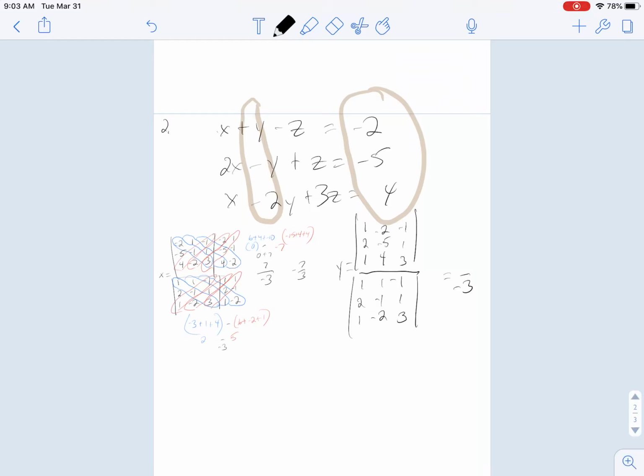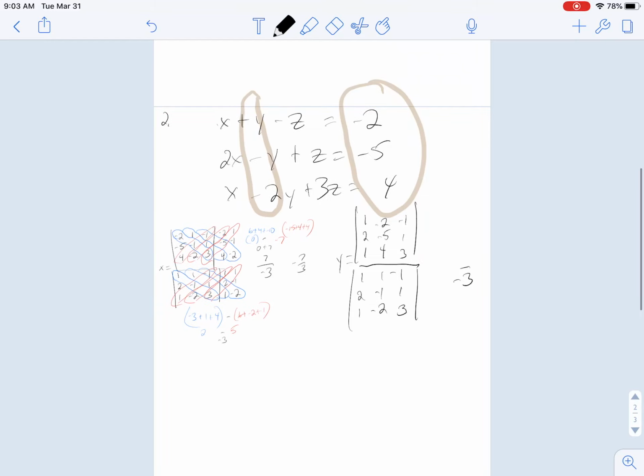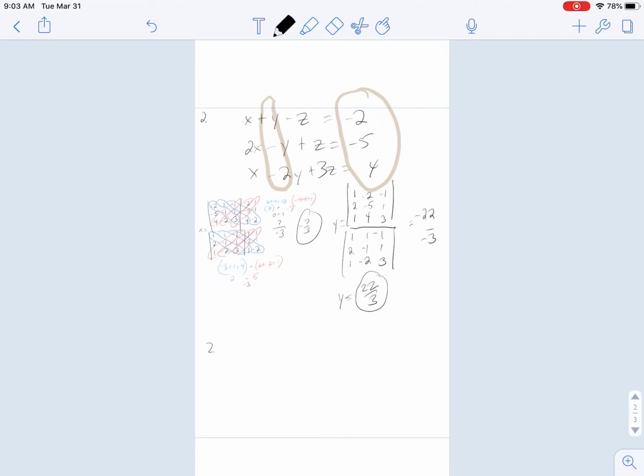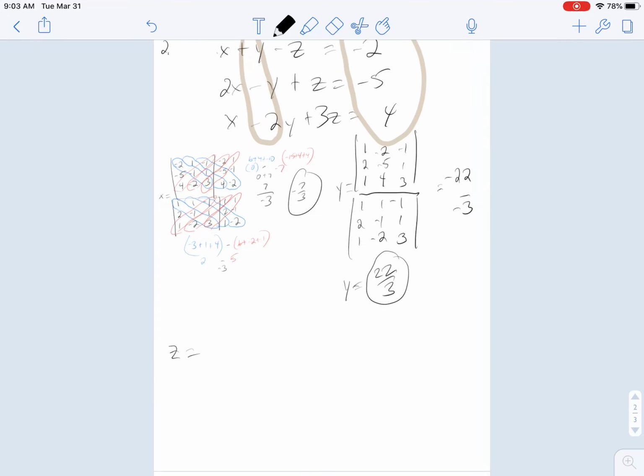Okay? Now, when it's all said and done, the determinant for the numerator for y, you should get -22. So y is going to be just equal to -22 over -3, which gives us +22/3. So x is -7/3, y is 22/3. We have one more, ladies and gentlemen. We have to find z.